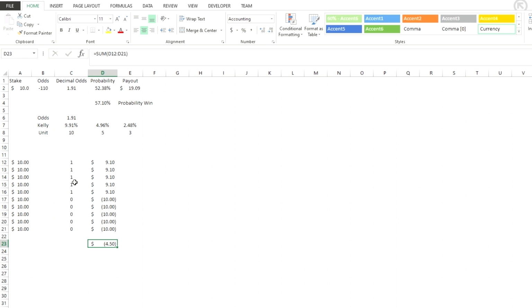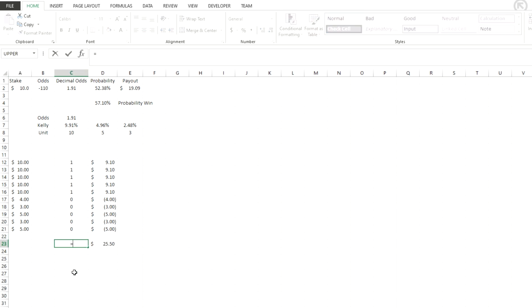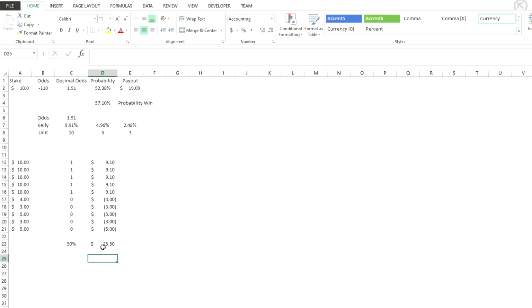So what a unit is, let's say that this was 10 units, this was 10 units, this was 10 units, this was 10 units, this was 10 units, and then these were all 4, 3, 5, 3, 5. Okay, I still went 50% over these 10, half wins and half losses, but I profited $25.5.